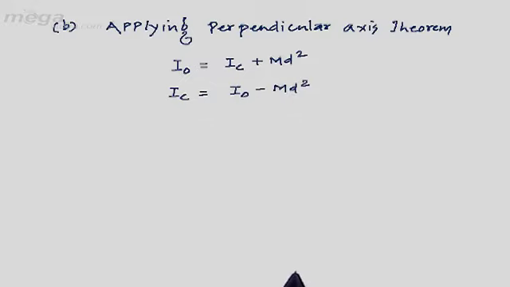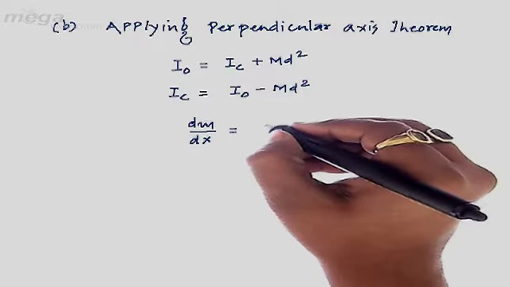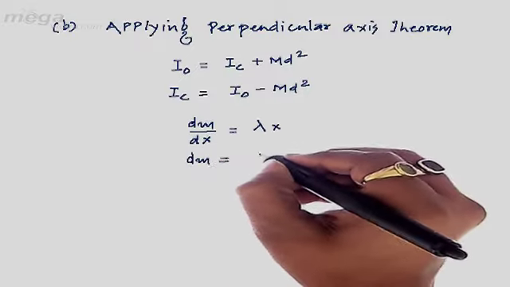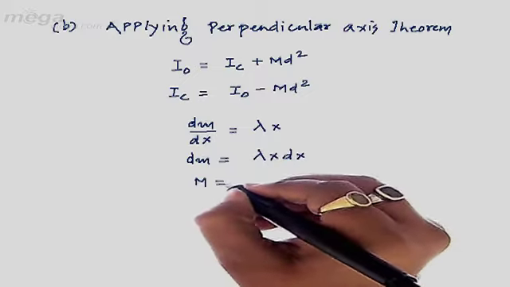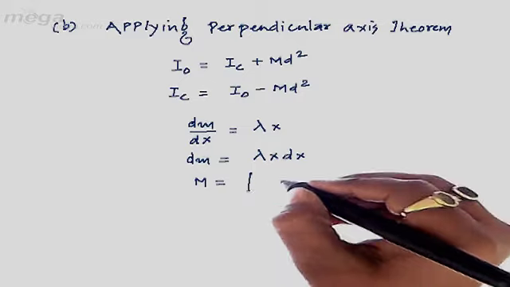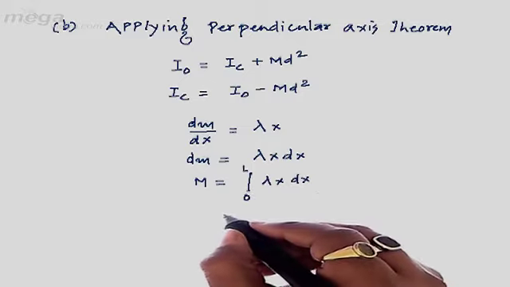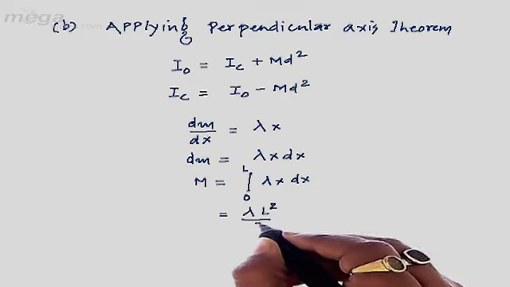Firstly, we have to calculate the total mass of the rod. We have been given dm upon dx to be lambda x, or we can say dm is equal to lambda x dx. So M will be equal to the integral of dm, and the limits will be 0 to L. We can say it is equal to lambda L square upon 2.